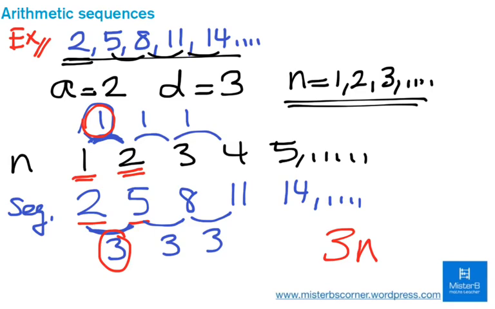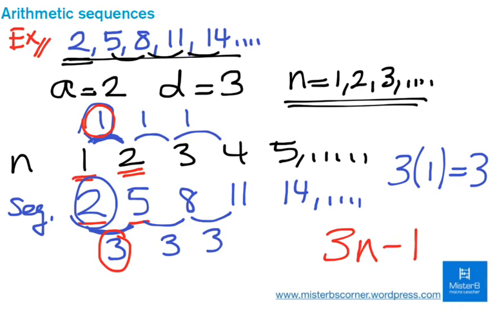But what happens when I substitute 1 into here? I mean, 3 times 1 is 3. Well, my sequence starts with a 2, right? So I have to take away 1. So this is the general expression for the nth term.